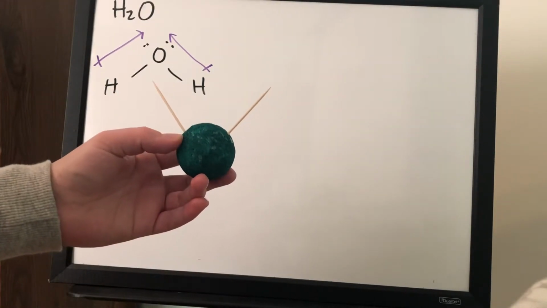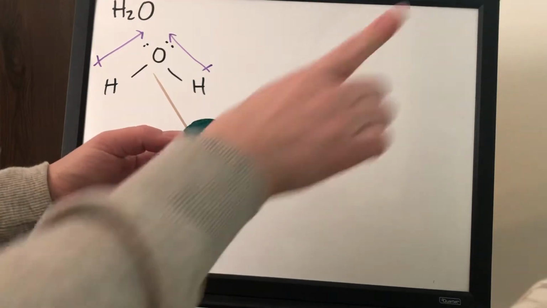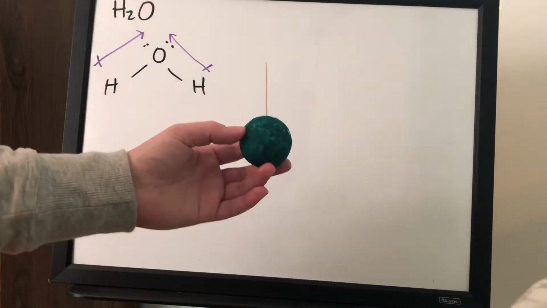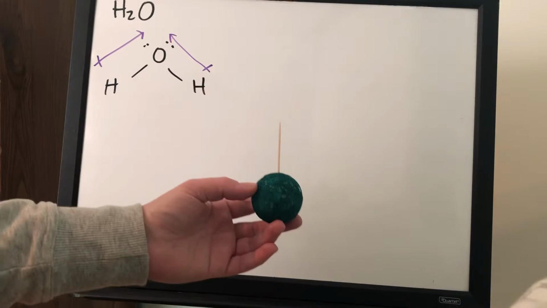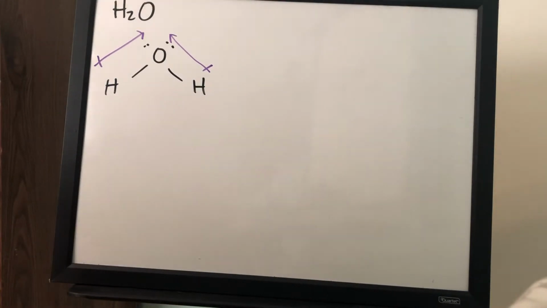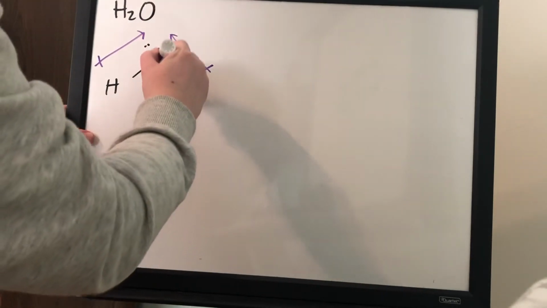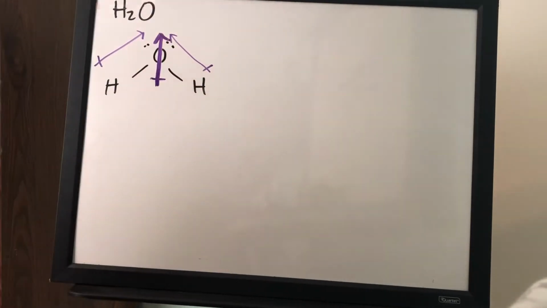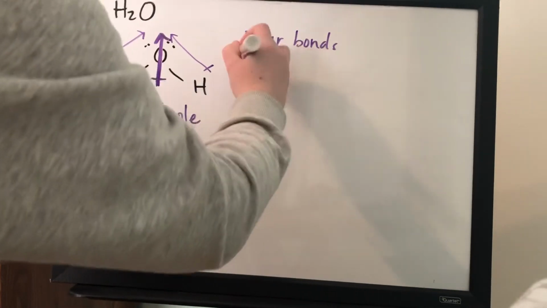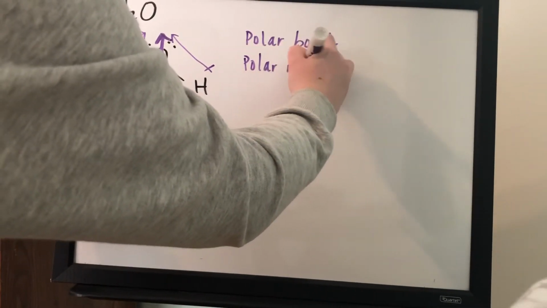If I were to add those two vectors together, remember I've got one pointing like this and one pointing like this, they add together to give me a resulting vector that points like this, up toward the oxygen. This molecule has what we call a net dipole. They do not cancel, and it is thus a polar molecule. So I'm going to draw a big arrow up like this through the oxygen. This is the net dipole. It has polar bonds, and the molecule is polar.